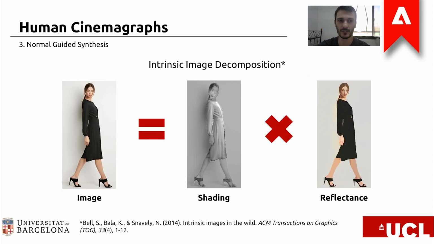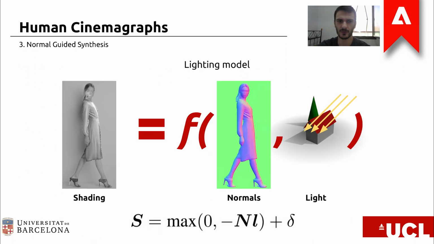We base our solution in intrinsic image decomposition. This technique consists of separating RGB images into a shading layer and a reflectance map. The shading layer describes the way in which the light interacts with the scene geometry. The reflectance describes the albedo color of each element in the image. Combining both layers by multiplication results in the original RGB image. We focus on the shading layer.